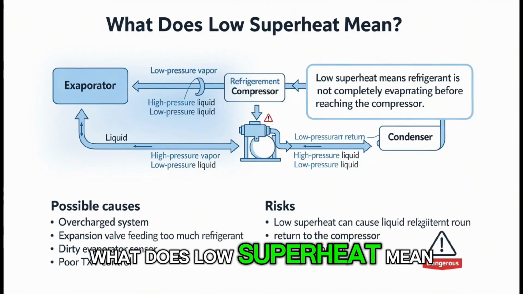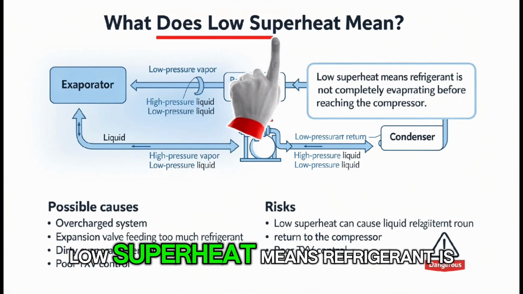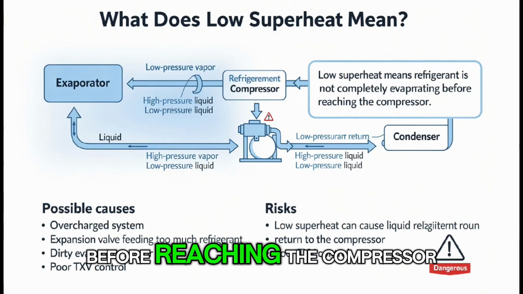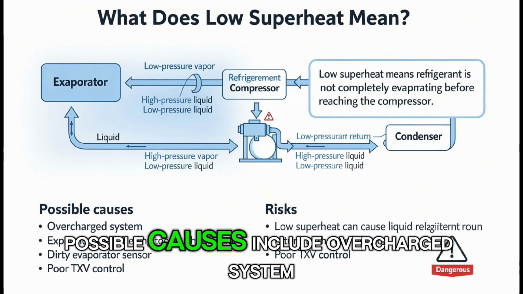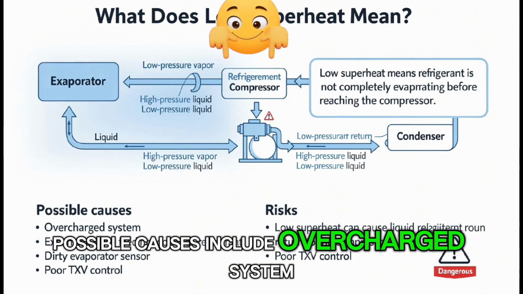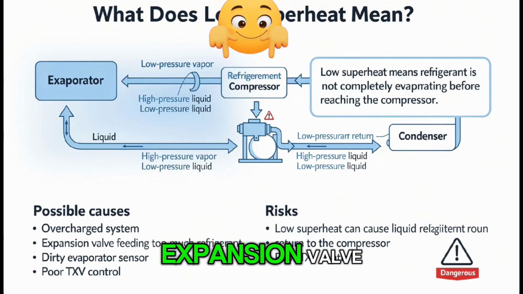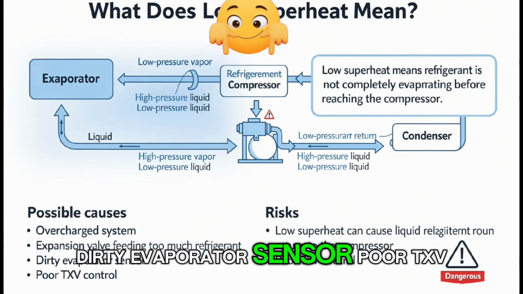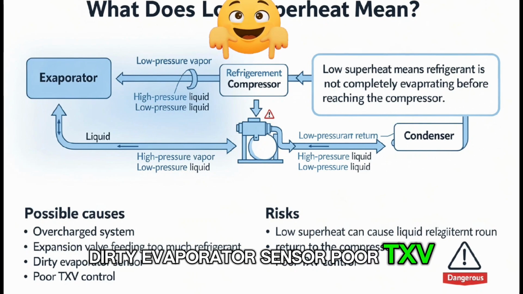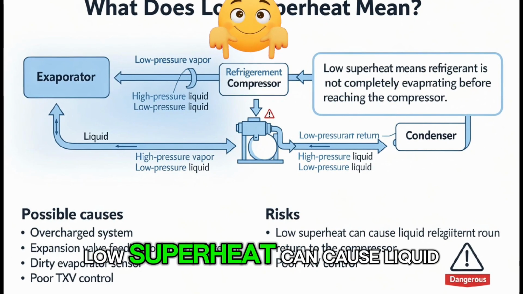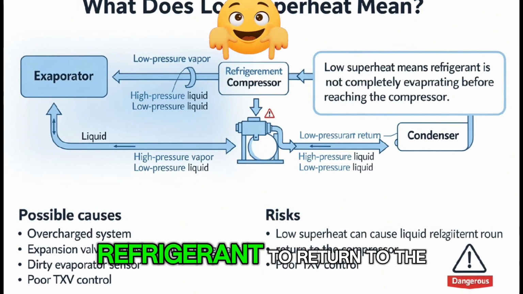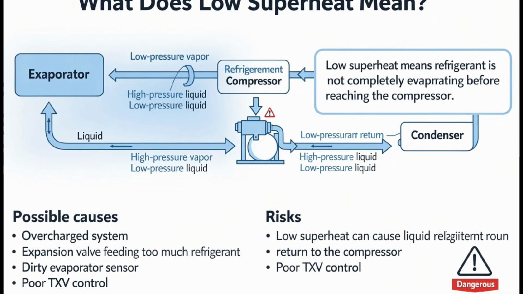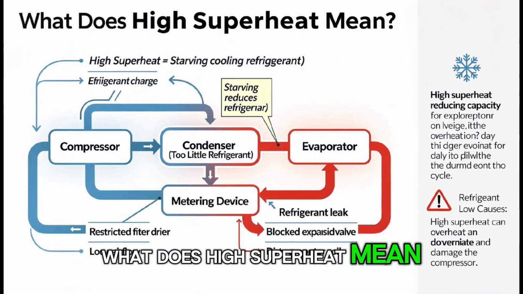What does low superheat mean? Low superheat means refrigerant is not completely evaporating before reaching the compressor. Possible causes include overcharged system, expansion valve feeding too much refrigerant, dirty evaporator sensor, poor TXV control. Low superheat can cause liquid refrigerant to return to the compressor. This is dangerous.